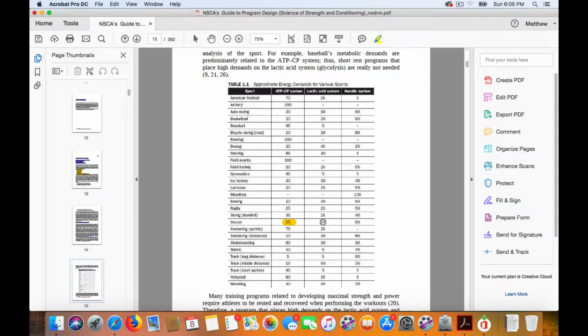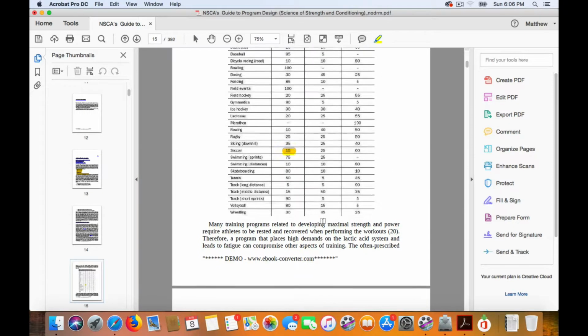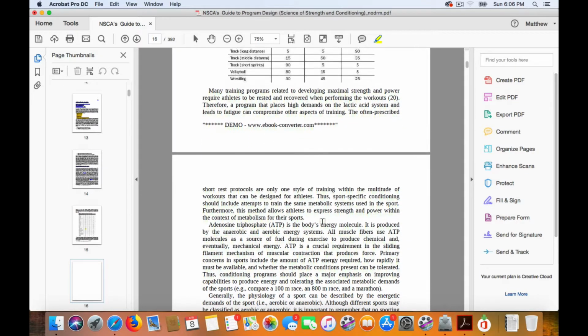Sometimes it's difficult to identify how the energy system is going to play out in a different sport, but you really just take some time to break down what you know about the sport and find some research out there on it, and that'll help you out a lot.